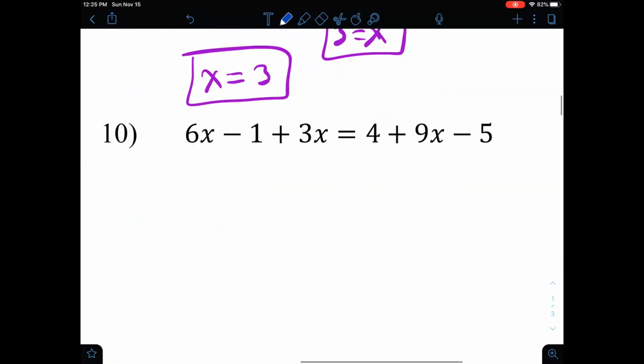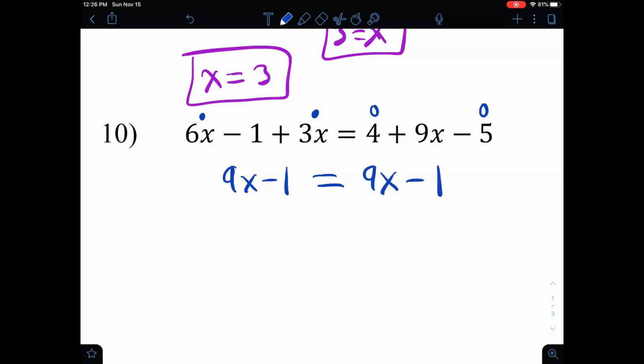All right, number 10, 6x minus 1 plus 3x equals 4 plus 9x minus 5. Anything to distribute here? No. Any like terms? Yes, on both sides, actually. We got 6x and 3x are like terms. We also have 4 and negative 5. So 6x plus 3x is going to be 9x, minus 1. It's going to come along for the ride. Then we have 9x over here as well. And then we have 4 minus 5, which is also minus 1.